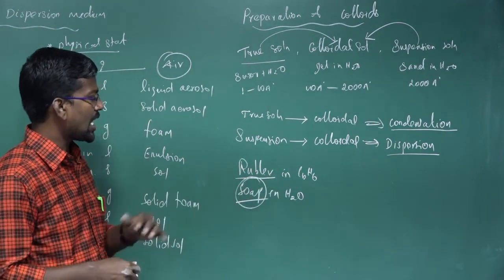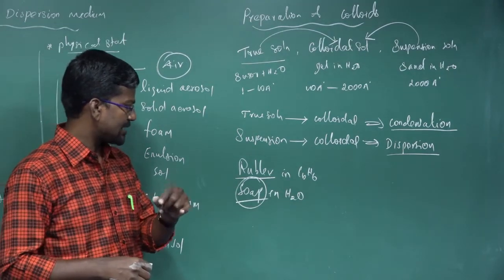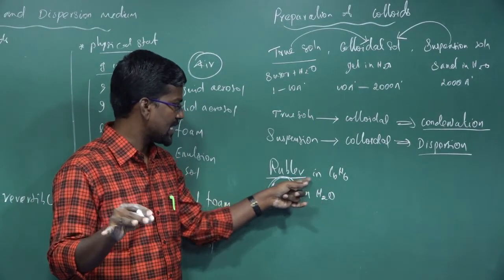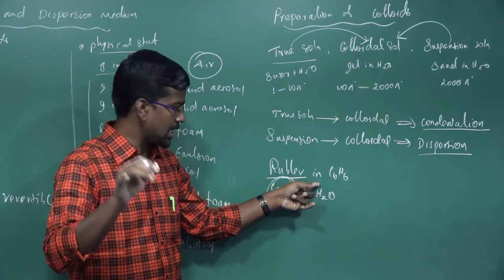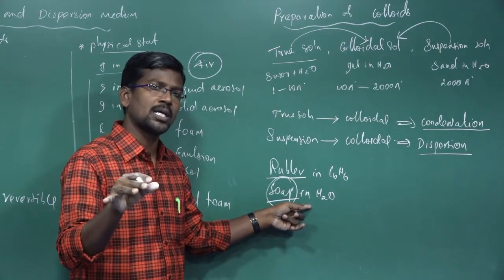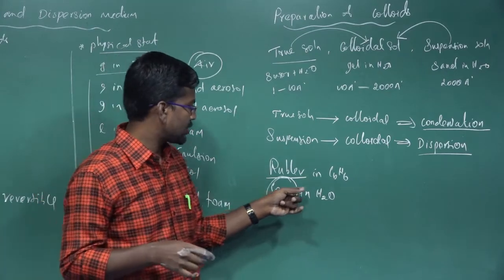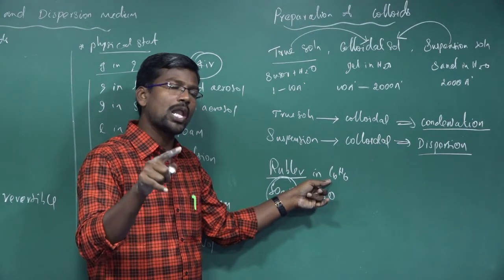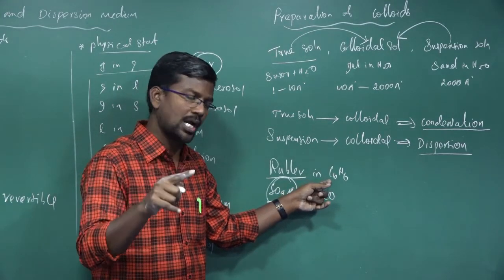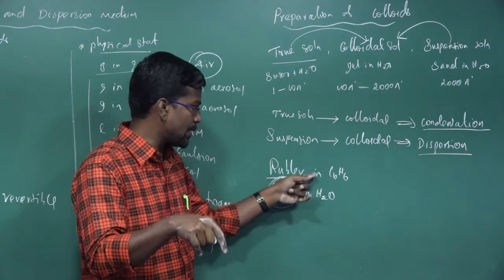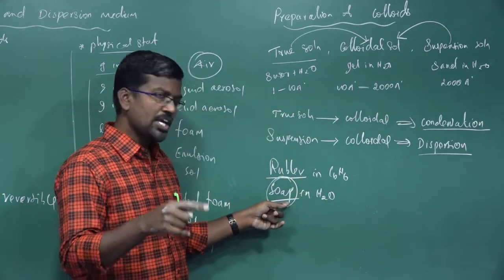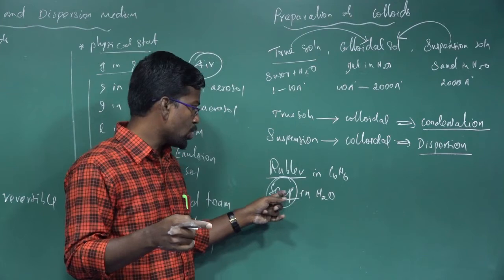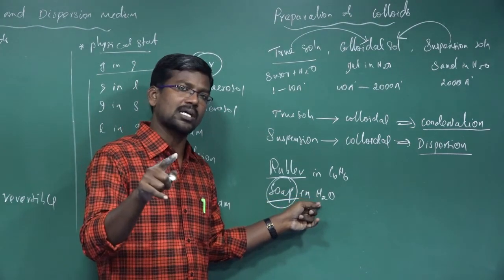This is an example of a lyophilic substance, because soap solution in water is a lyophilic substance, and rubber in benzene is a lyophilic substance. Rubber in benzene is an example of a benzosol. Soap in water is an example of an aquasol. As I have already told you, if the dispersion medium is benzene, the colloidal solution is called a benzosol. So rubber particles dispersed in benzene are known as a benzosol. If the dispersion medium is water, it forms an aquasol or hydrosol. So soap dispersed in water is called an aquasol or hydrosol.